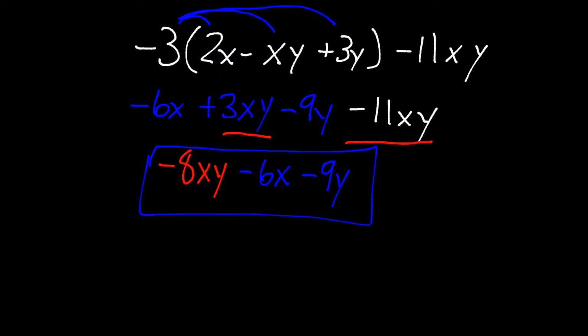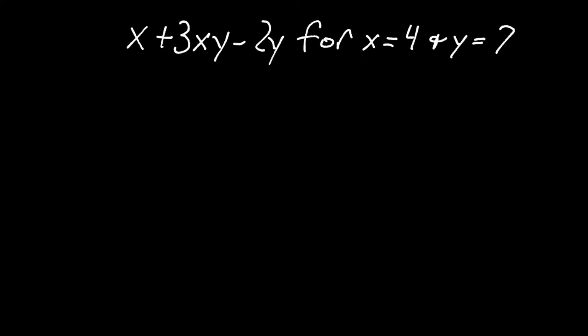But that's not all, because what if we're not just told to simplify, but we're told what x and y are equal to? Let's take a look at an example like that now. So here we have the expression x plus 3xy minus 2y for x equals 4 and y equals 7. So we're going to take this expression and we're going to substitute the values of x and y into it. So instead of starting with an x, we'll start with a 4.